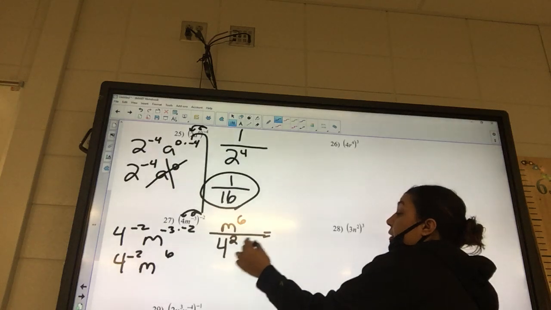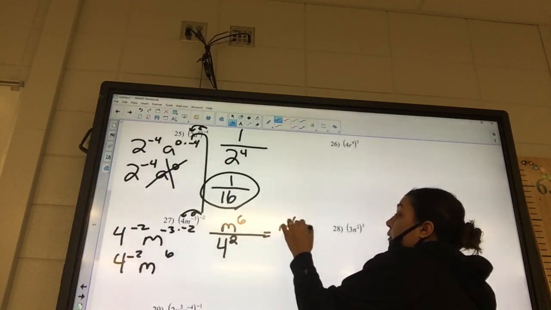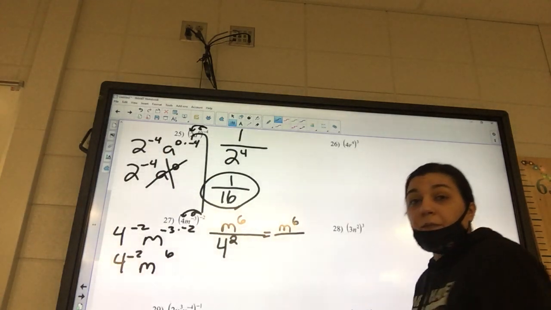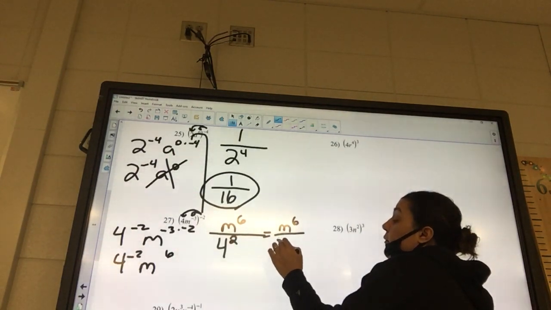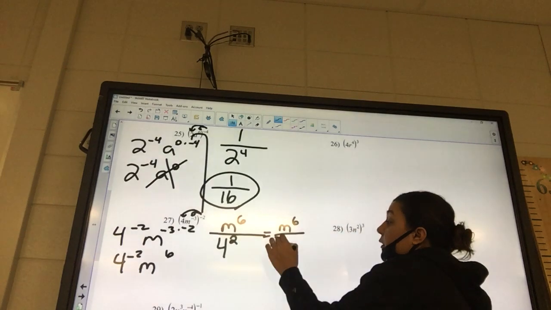Okay, so in our last step is going to figure out what is 4 squared. 16.